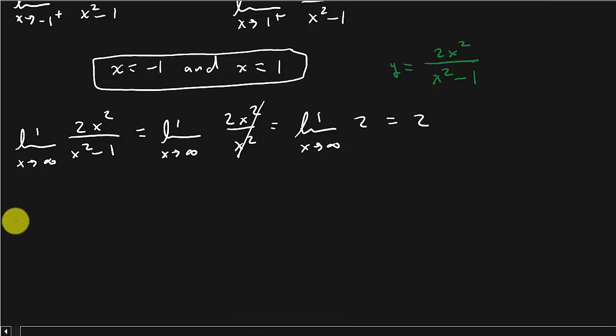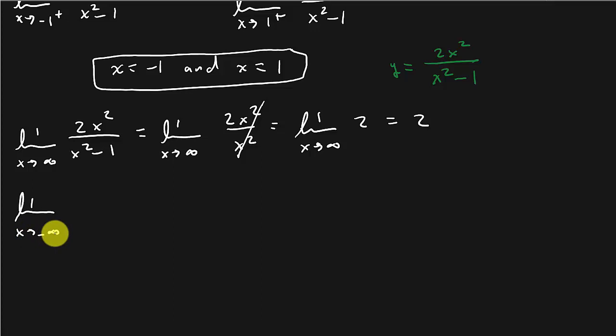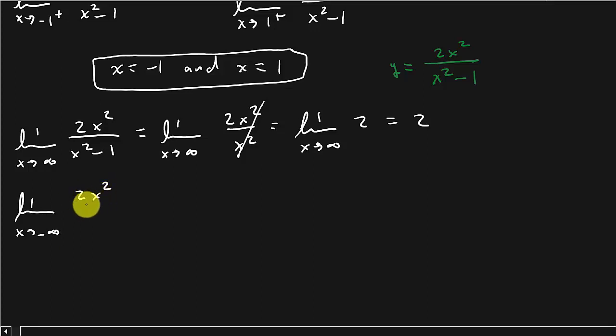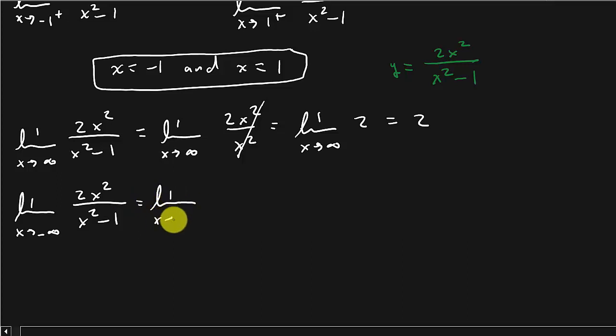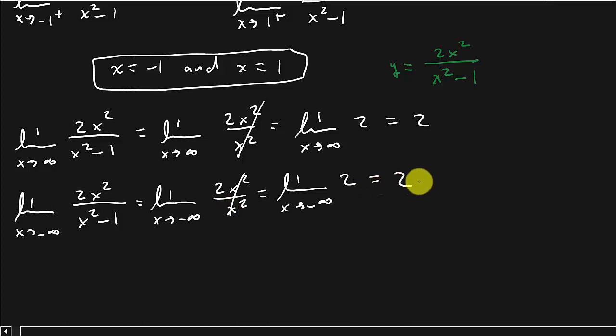But now I also want to take the limit as x goes to negative infinity. Obviously it's going to be the same thing, but we're still going to go through the process of showing all the work. The reason we want to do this is because we need to know how to draw the graph when it's going to negative infinity. So this is the limit as x goes to negative infinity of 2x squared over x squared, which equals the limit as x goes to negative infinity of 2, because once again the x squareds cancel out, and so I get 2. So I have a horizontal asymptote at y equals 2.